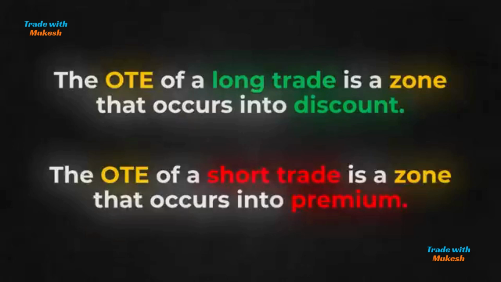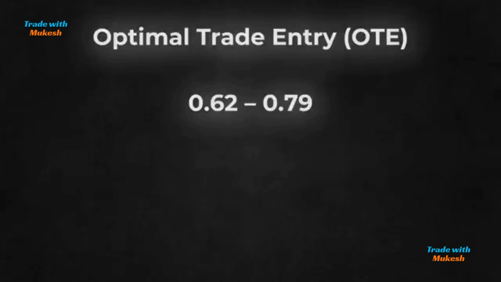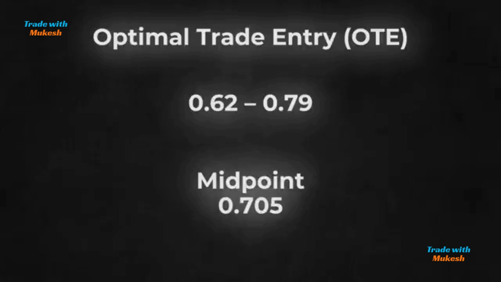In the premium zone for a short trade entry. This specific Fibonacci retracement zone is from 0.62 to 0.79. The midpoint of this zone, which is 0.705, is also highlighted.